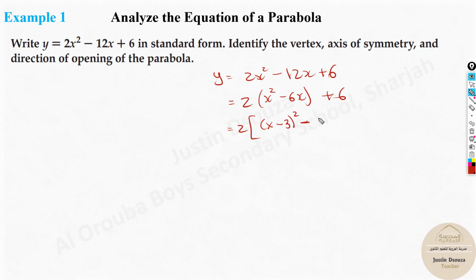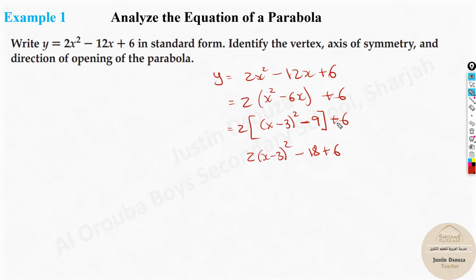Now, what is 3 square? It is 9 directly. Okay, plus 6. And now multiply this 2 to both of these terms. This is one term minus another term. So it will be 2 times x minus 3 the whole square minus 2 times 9 is 18 plus 6, which you can directly write over here.